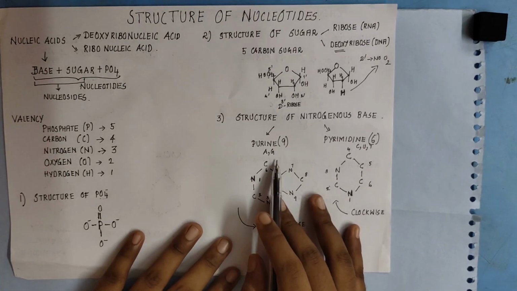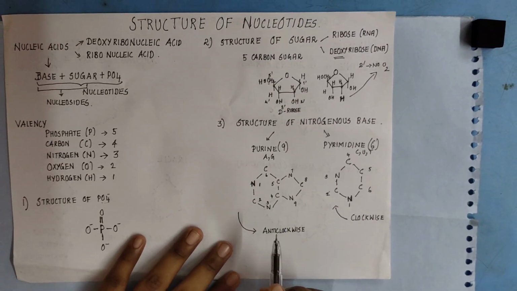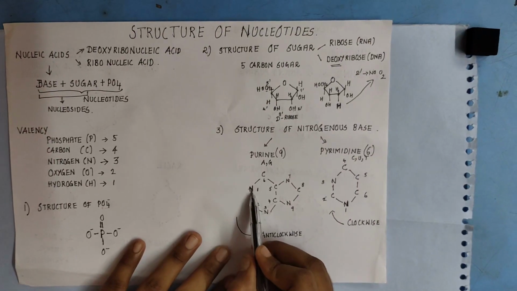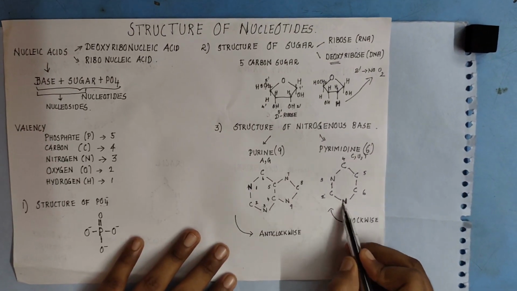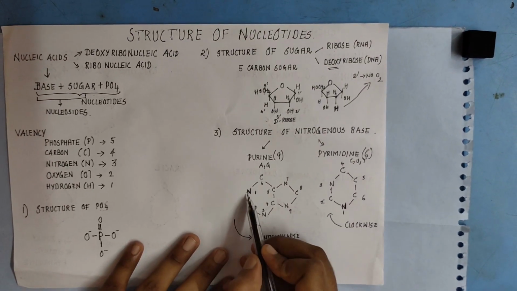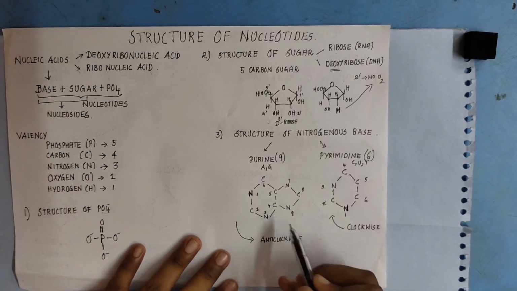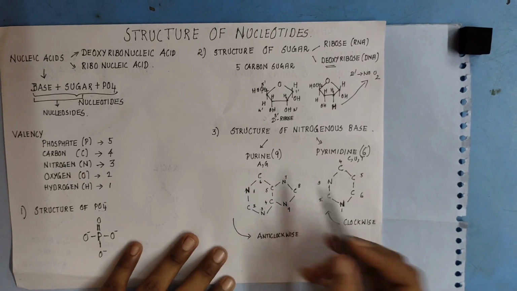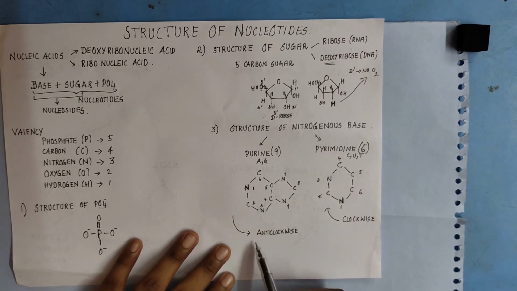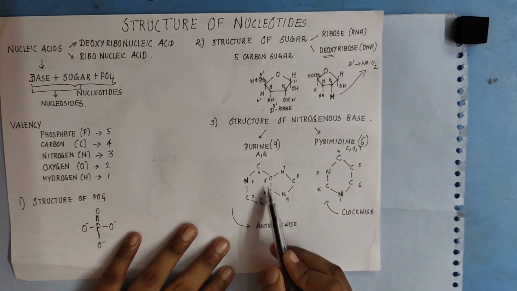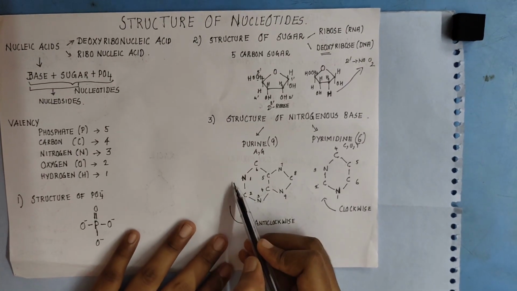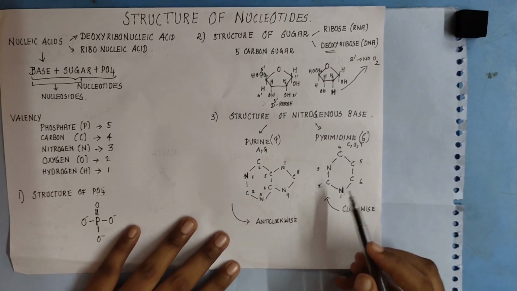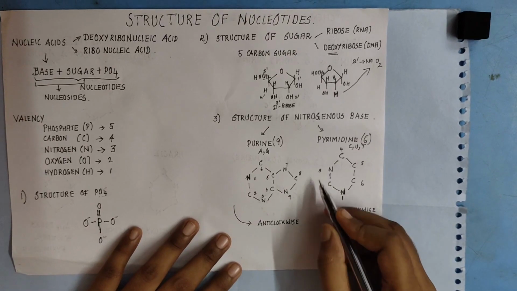So purine is a 9-membered ring structure. Here the numbering will start from this N. In pyrimidine, numbering will start from the base N. So from this nitrogen 1, 2, 3 will be counted, 1, 2, 3, 4, 5, 6, 7, 8, 9. That is a 9-membered structure. This is in anti-clockwise direction. See, 1, 2, 3, 4, 5, 6. Purine is anti-clockwise, whereas pyrimidine will be in clockwise direction, from the base 1, 2, 3, 4, 5, 6.